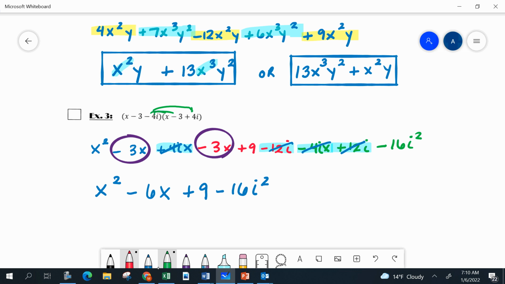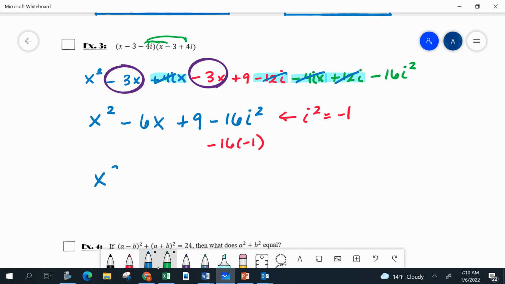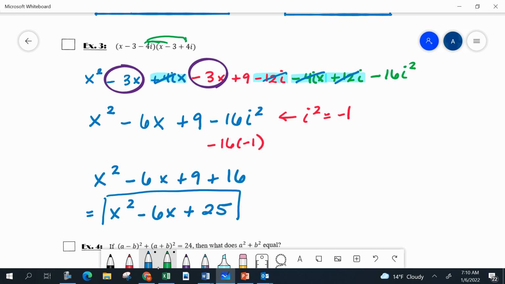Let's talk about this negative 16i squared. Let's recall that i squared is equal to negative 1. So this is really minus 16 times negative 1. So when I write this out, it's going to make x squared minus 6x plus 9 plus 16, making our final equation plus 25 for the constant term. Okay, so what we ended up with was this quadratic trinomial when we multiplied all of this out.